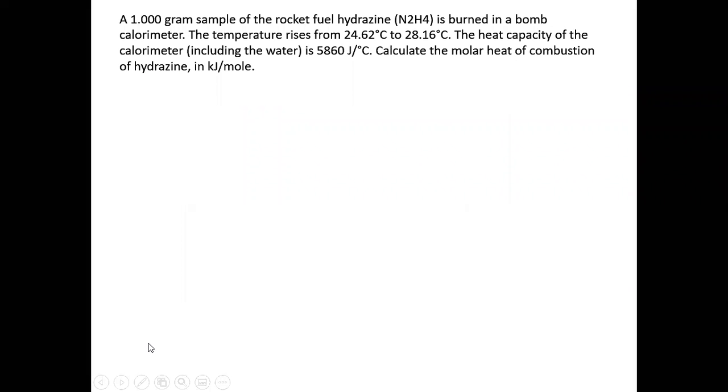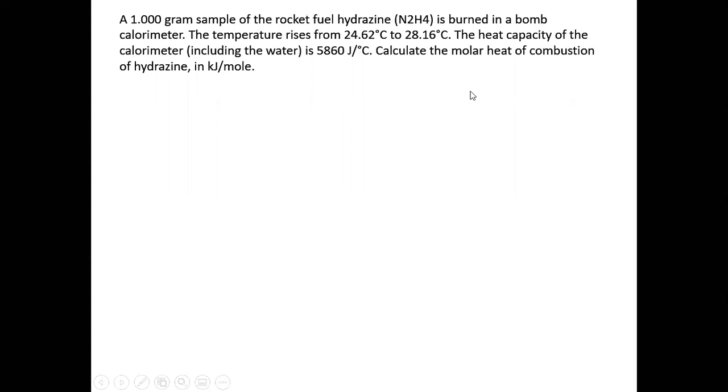Now in this example, we're dealing with rocket fuel hydrazine, N2H4. A 1 gram sample is burned in a bomb calorimeter. The temperature of the calorimeter rises from 24.62 to 28.16 degrees Celsius. The heat capacity of the calorimeter is 5,860 joules per degree centigrade. Calculate the molar heat of combustion of hydrazine in kilojoules per mole.